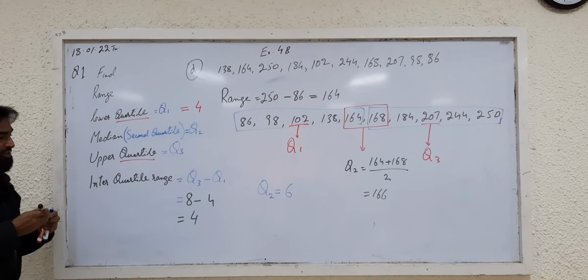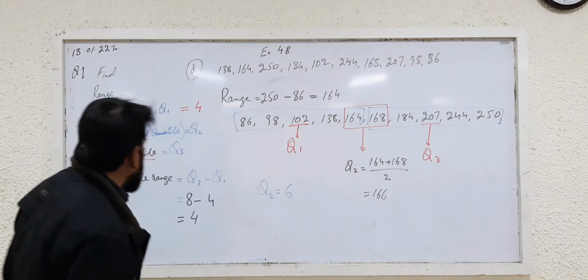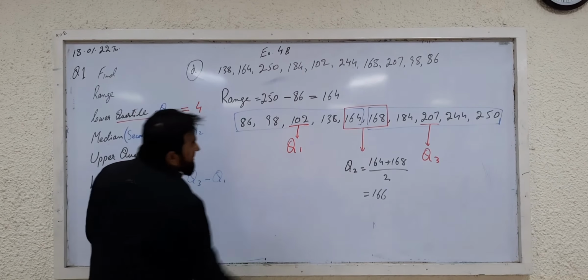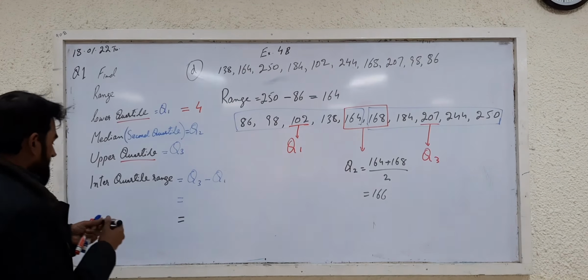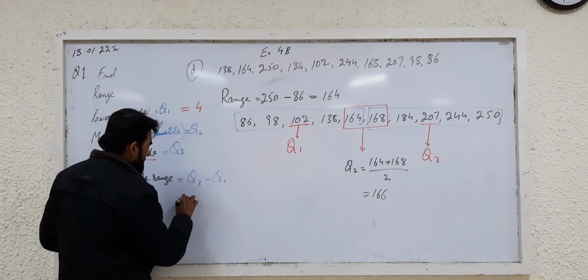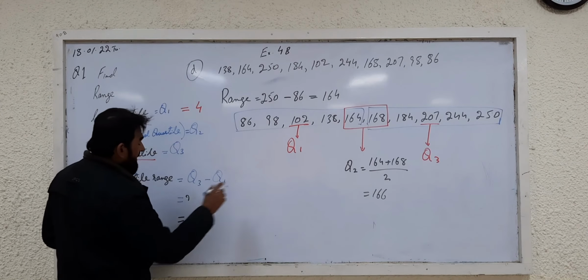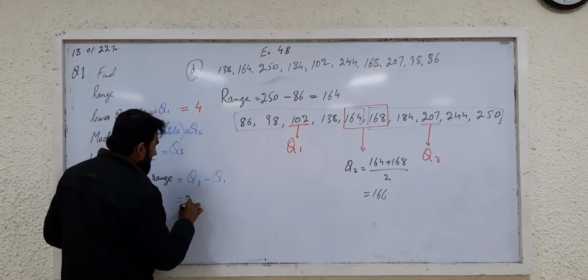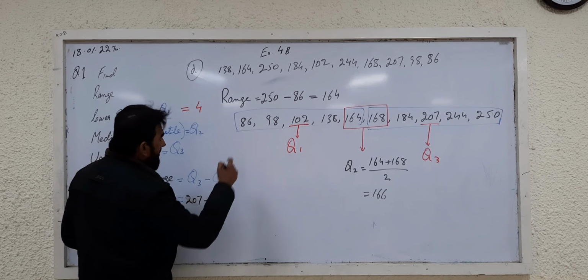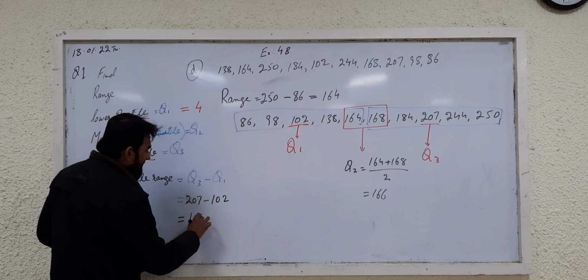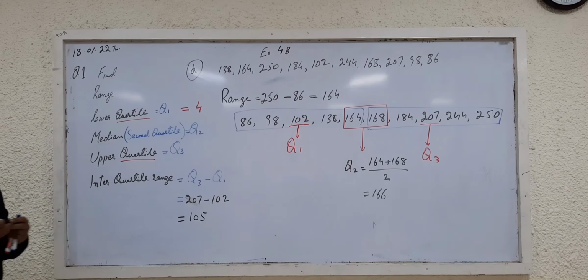Now, to find out the interquartile range, you know that the lower quartile will be subtracted from the upper quartile. The upper quartile is 207 minus 102, which is 105. So this is the interquartile range.